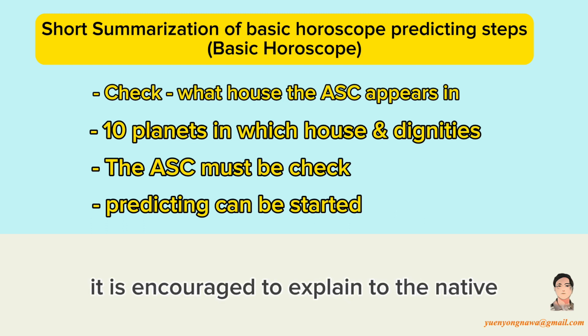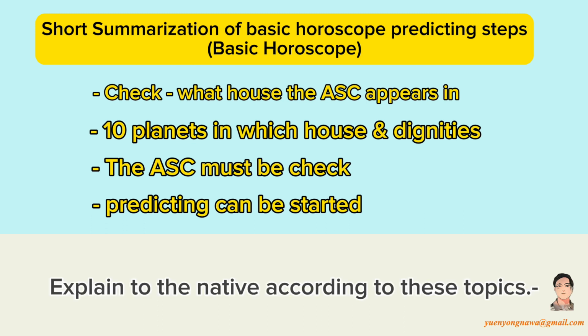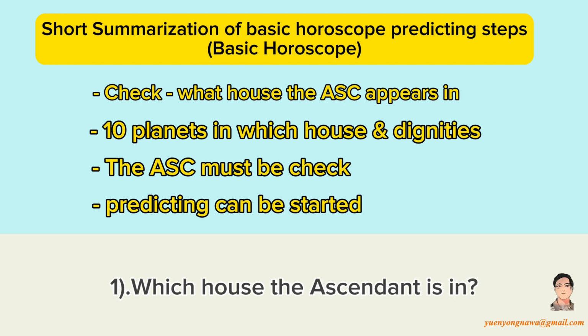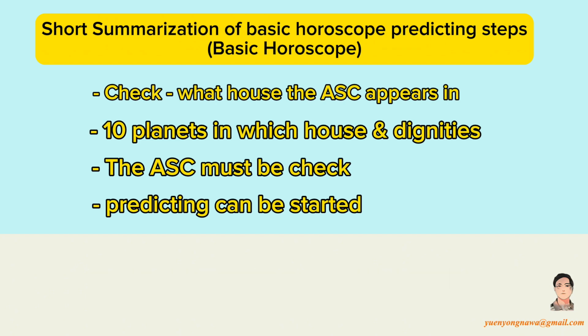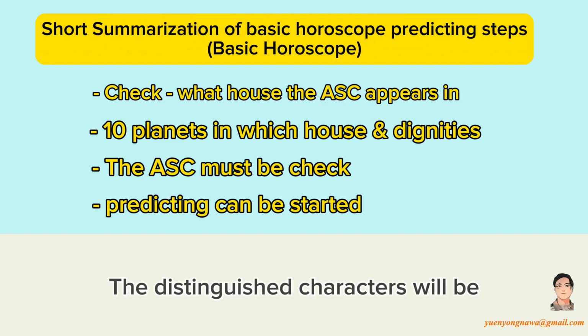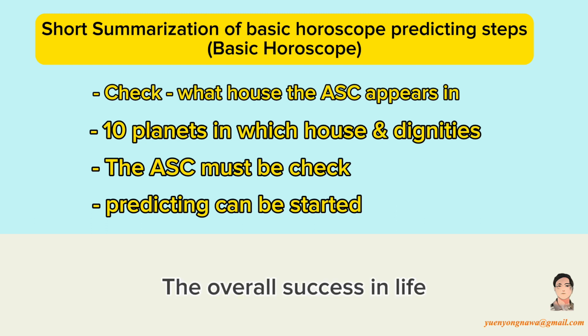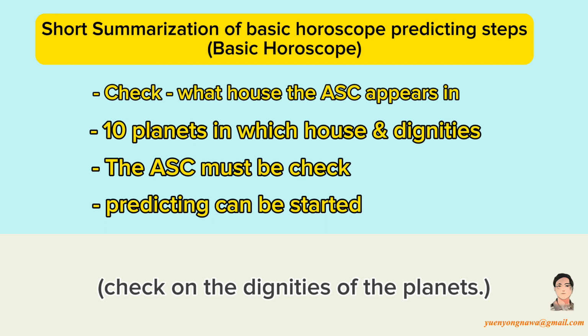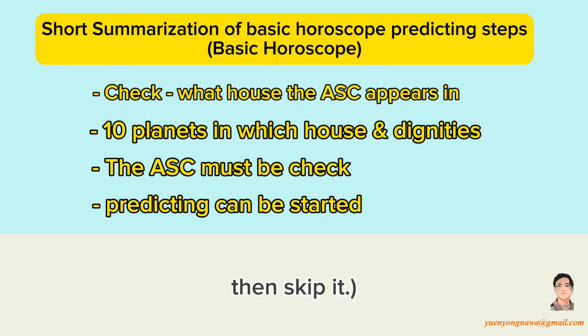In this step it is encouraged to explain to the native in order to get started. From now on the predicting can be started. Explain to the native according to these topics. 1. Which house the ascendant is in. 2. How many planets are conjoined with the ascendant. The distinguished characters will be according to the planets and their dignities. For the overall success in life, check the dignities of the planets. If there is no ascendant conjoined planet, then skip it.